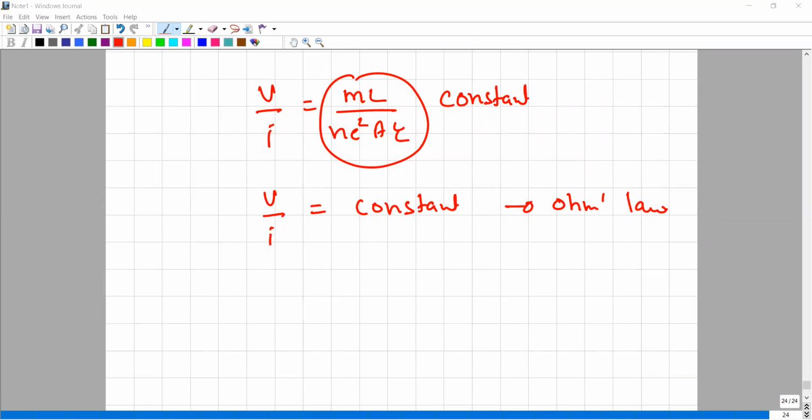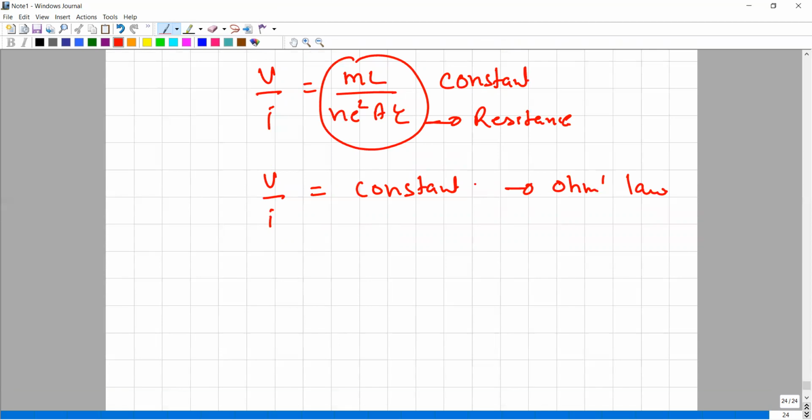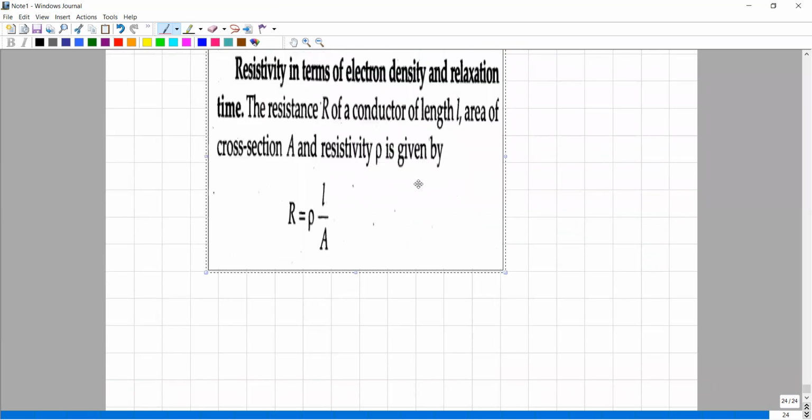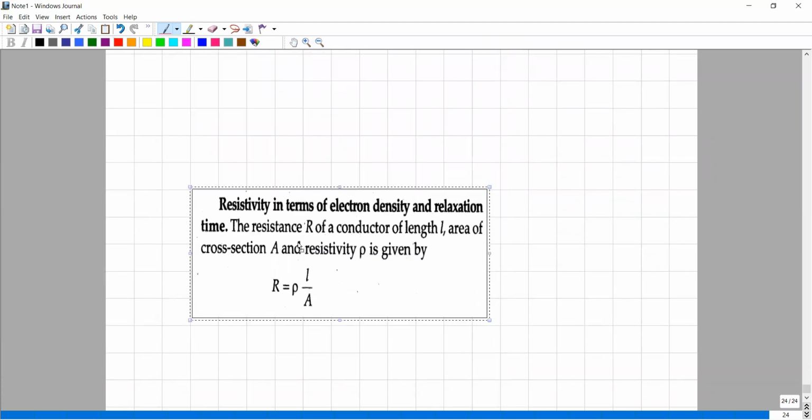Now in this very expression, you can see that this constant value can correspond to resistance, because we have been calculating this whole thing with respect to a conductor. So we can say that this is actually the resistance of this conductor. Resistance of the conductor means that it will have the value of this whole thing.